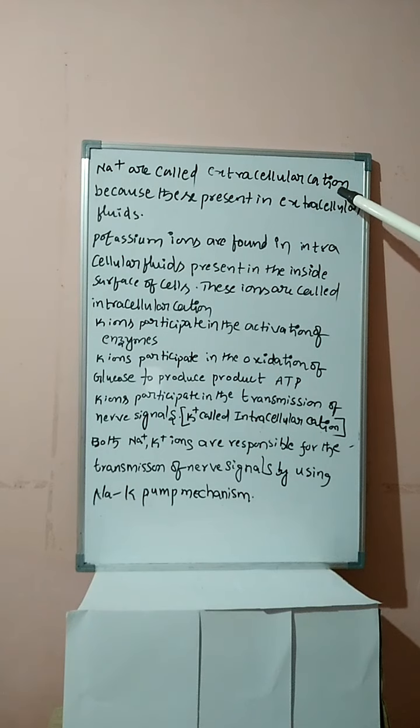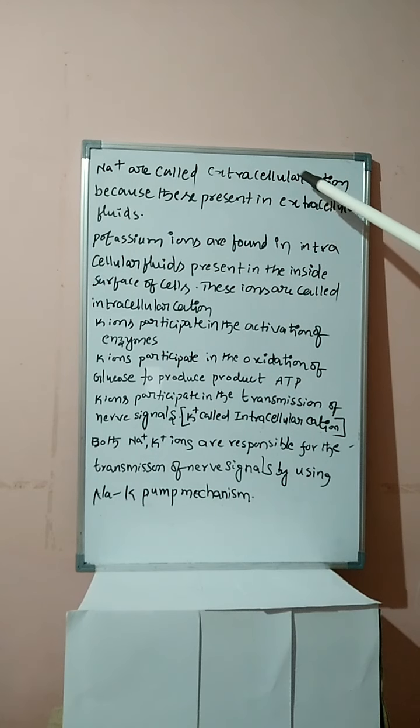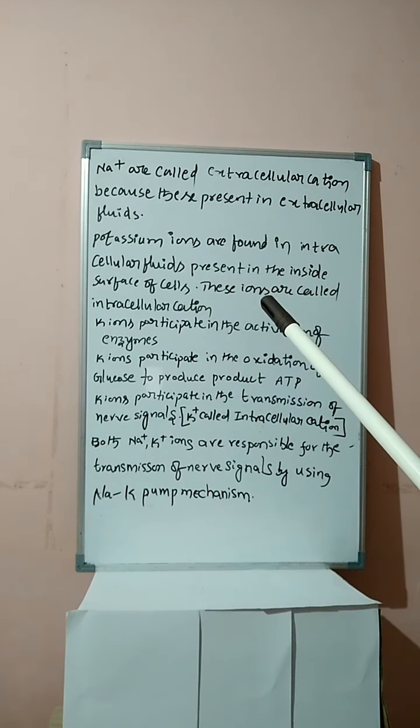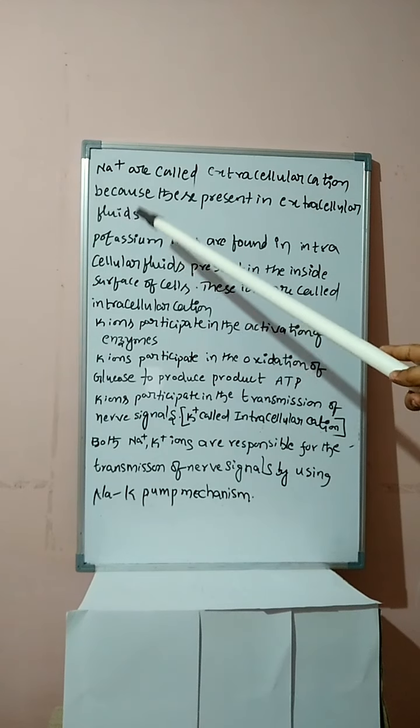Sodium ions are called extracellular cations because these ions are present in extracellular fluids. Outside the cell, sodium ions are present, hence these ions are called extracellular cations. In examination they will ask, student, which of the following ions is called extracellular cation? First option Na+, second K+, third K+ and Na+, none of the above. Na+ is known as extracellular cation because these ions are present in the extracellular fluids outside the cell.